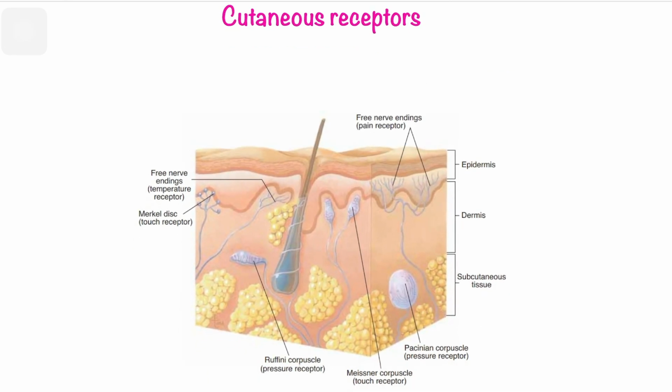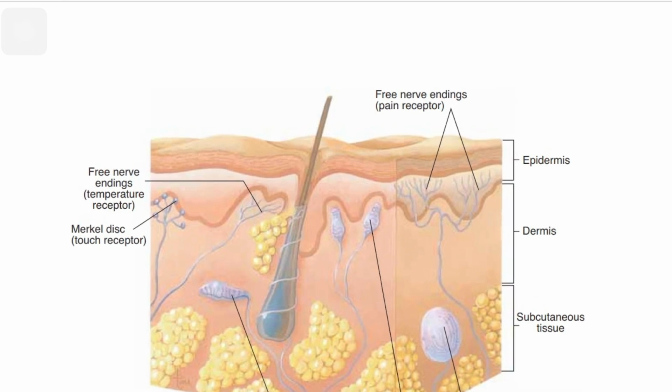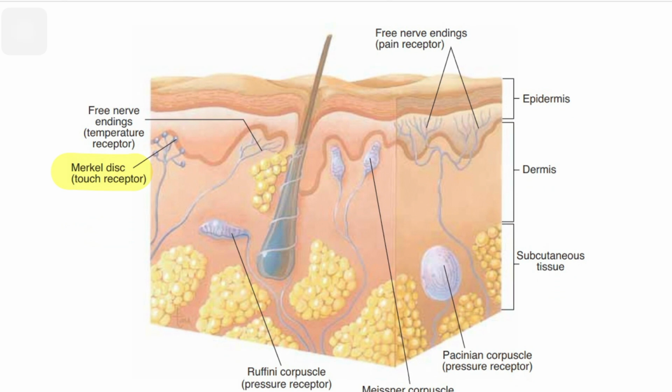So let's go to the last part of the lecture, cutaneous receptors. There are four important cutaneous receptors. First is the Merkel disc, which is seen in the basal layer of the epidermis, the Merkel cells. Second is the Meissner's corpuscles, situated in the dermal papilla. The third is the Ruffini corpuscle, which is seen in the deep dermis. And the other is the Pacinian corpuscle, also situated in the deep dermis.